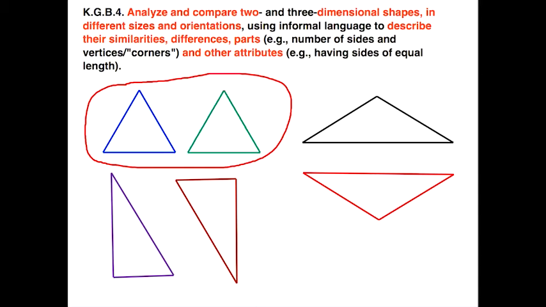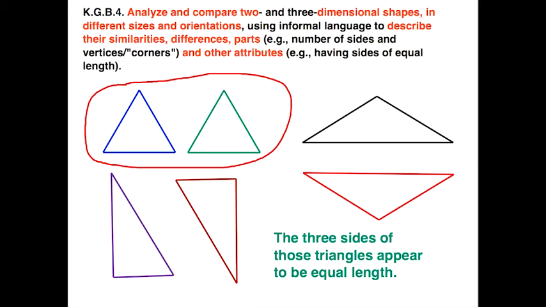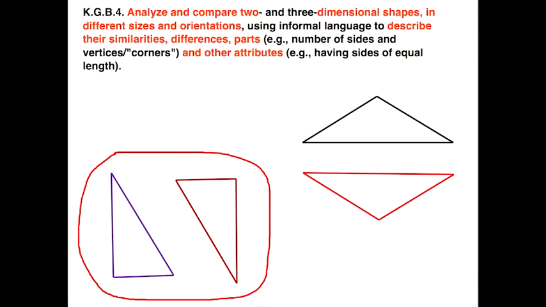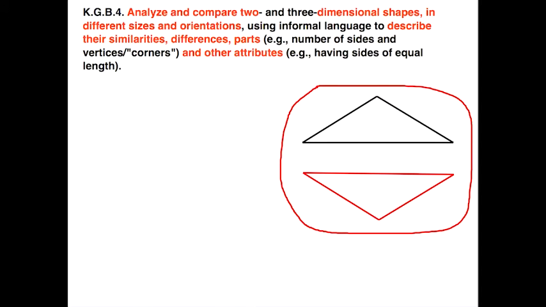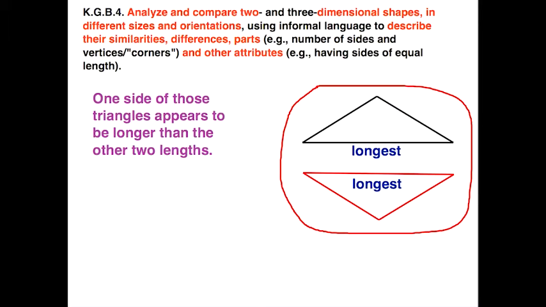Now when students start comparing some of those triangles to each other, if we take those two, well, let's move this one around to where they're in the same orientation. Those triangles, the 3 sides appear to be of equal length. If we look at this pair, we have a shorter side, we have a long side. So the 3 sides of those triangles appear to all be different lengths. If we look at this pair, we have one pair of sides that definitely appear to be longer than the others. So that's one conclusion that we can reach there.